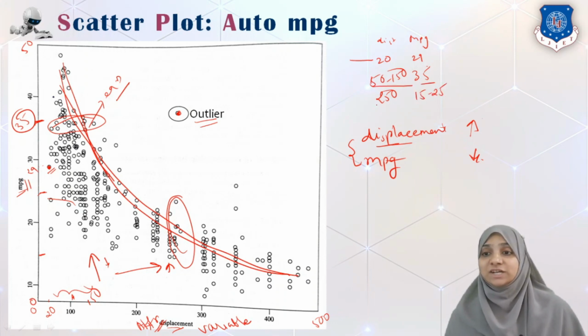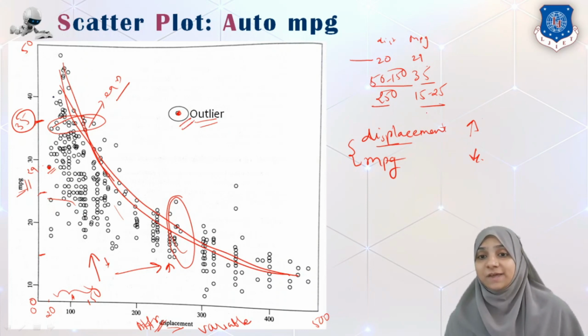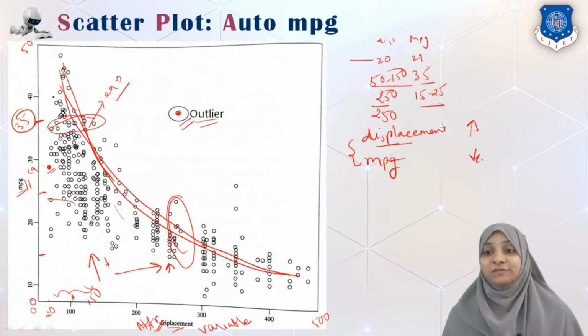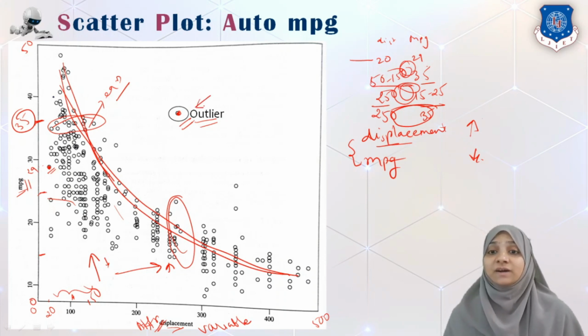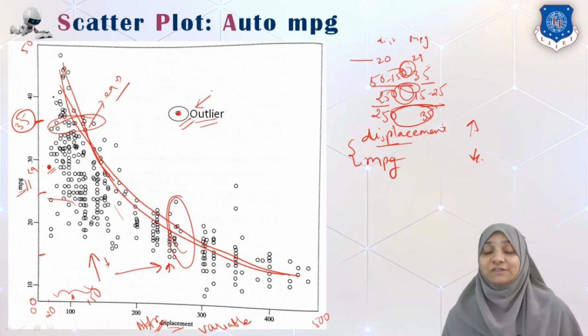Okay, so this relationship is being given by this curve equation, but here this outlier data says that if displacement is 250, miles per gallon is 35, which is not following this relation. So this kind of data within the data set is called an outlier.